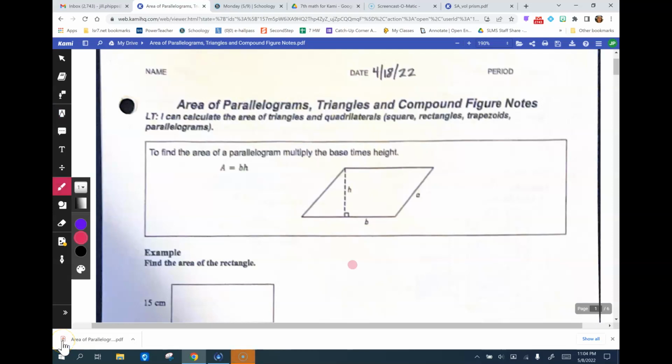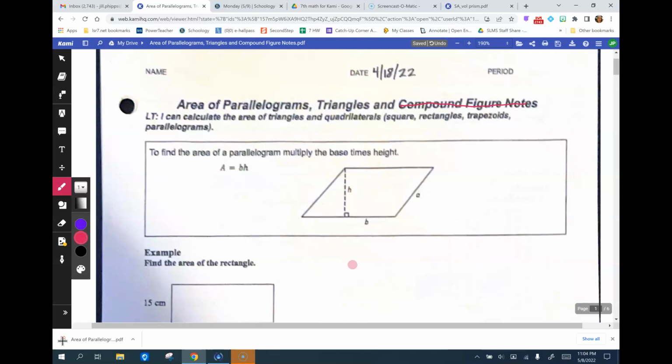So what we're going to be doing for this week is talking about area, and I just want to give you a little review on area of parallelograms, triangles. We're not going to do compound figures, but we're going to do trapezoids, and we're going to pretty much do all of that in one day, and then later on we're going to get into surface area and volume.